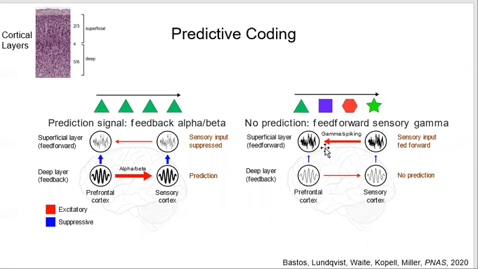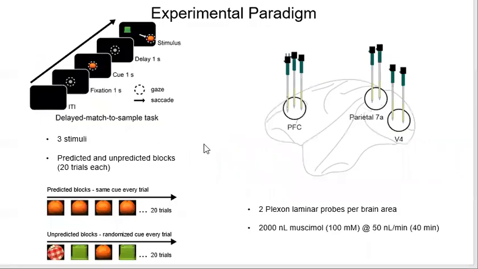The goal of this project is to test this model by selectively deactivating either superficial or deep cortical layers of prefrontal cortex. To achieve this, rhesus monkeys will perform the delayed match to sample task. There will be 3 different stimuli used as cues, and there will be predicted and unpredicted blocks of 20 trials each.